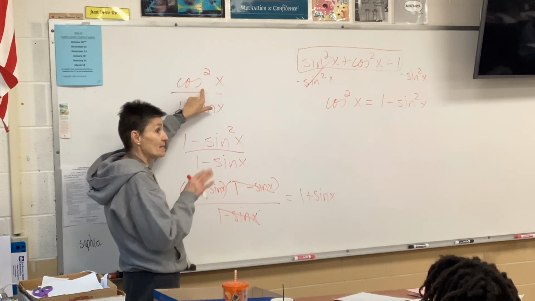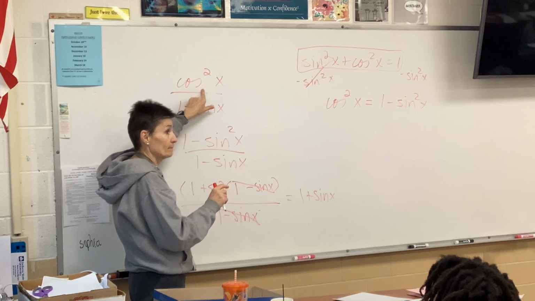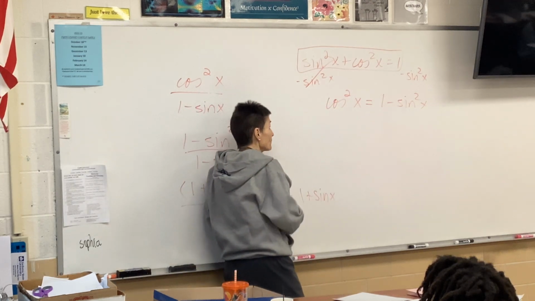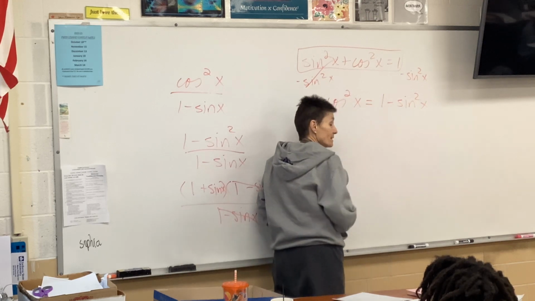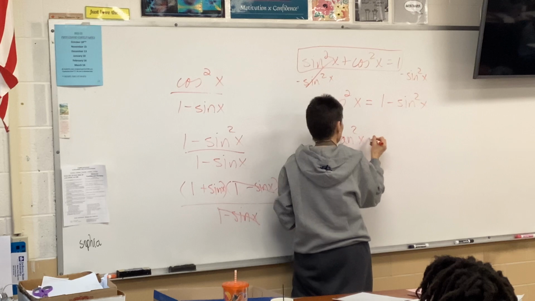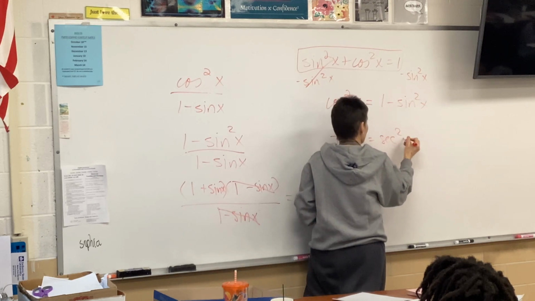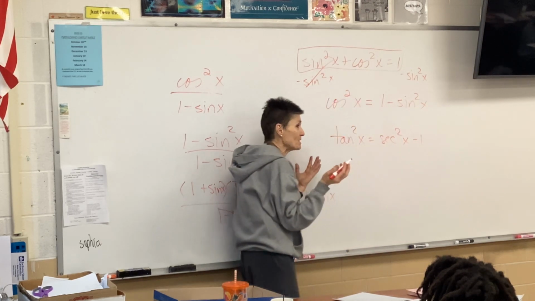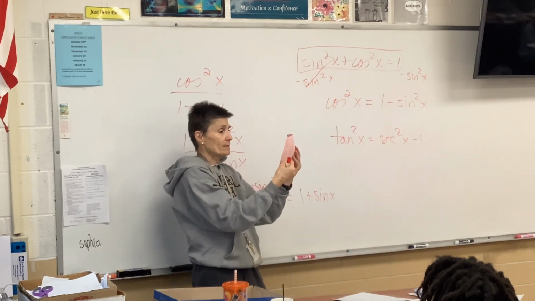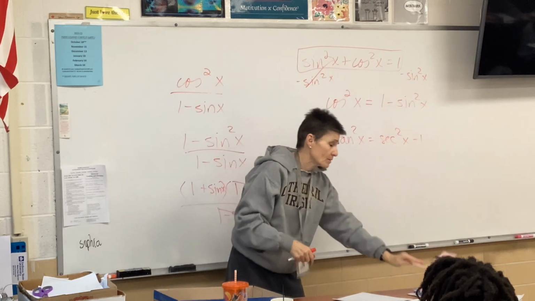Anytime I have a squared function, I can change it into something else. Cosine squared is 1 minus sine squared. Earlier today, tangent squared was secant squared minus 1. They can all be changed, and they're right there in the list. Right there. They can all be changed.